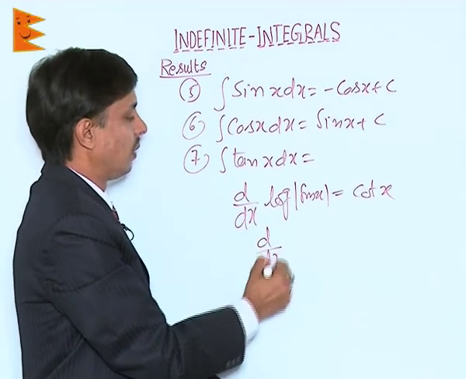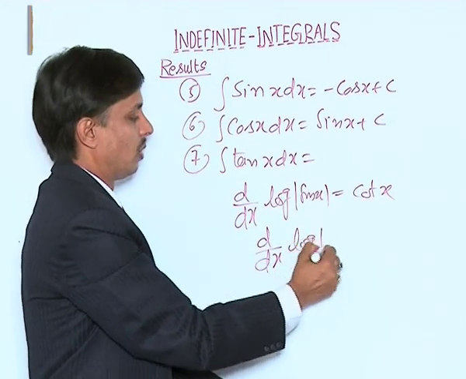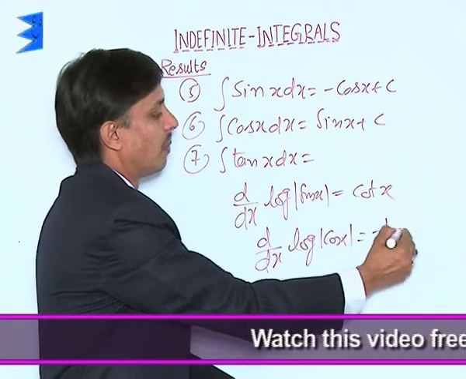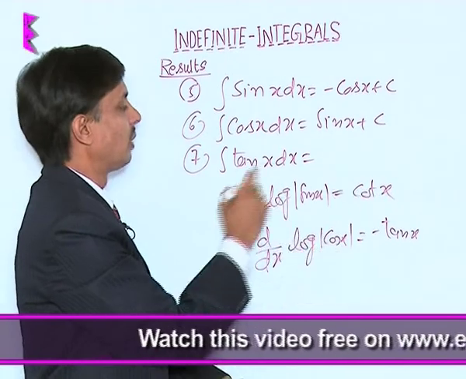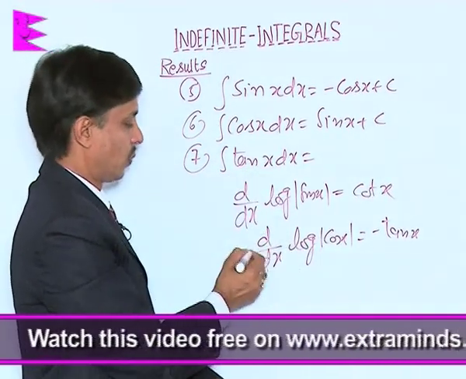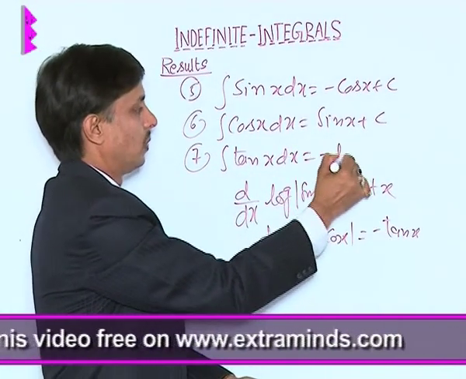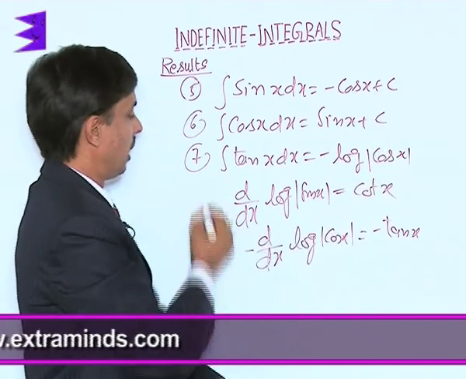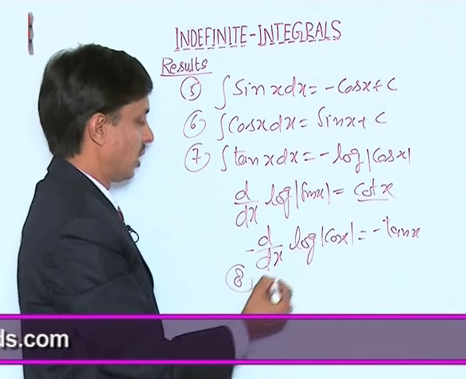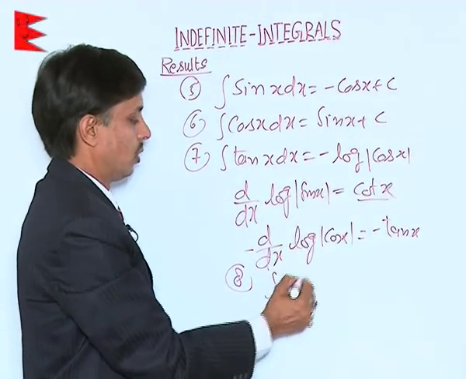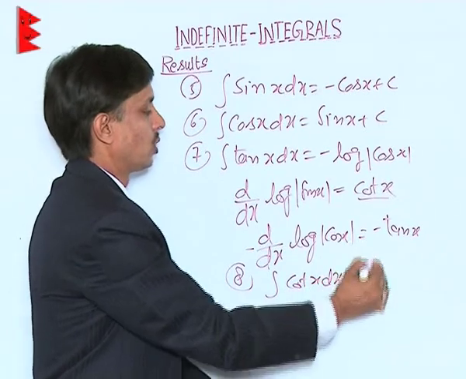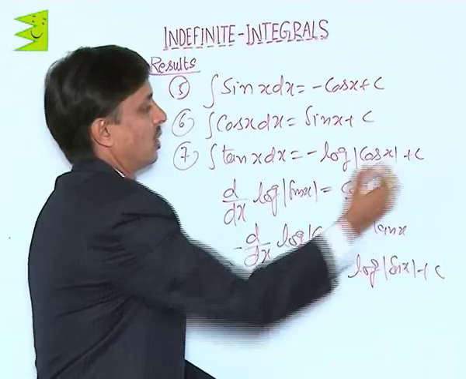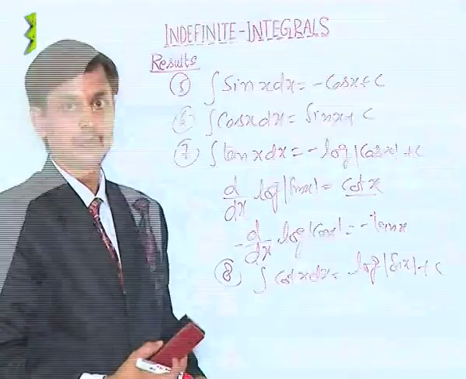Now the derivative of log of mod of cos x, what will this be? It will be minus tan x. So the integration of tan x will be minus log of mod of cos x, and by this we can say the integration of cot x dx is equal to log of mod of sin x, plus integrating constant c in both the results.